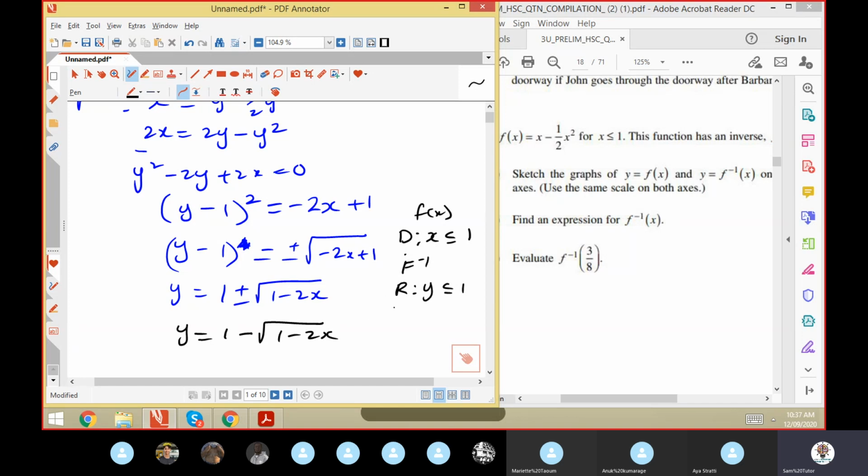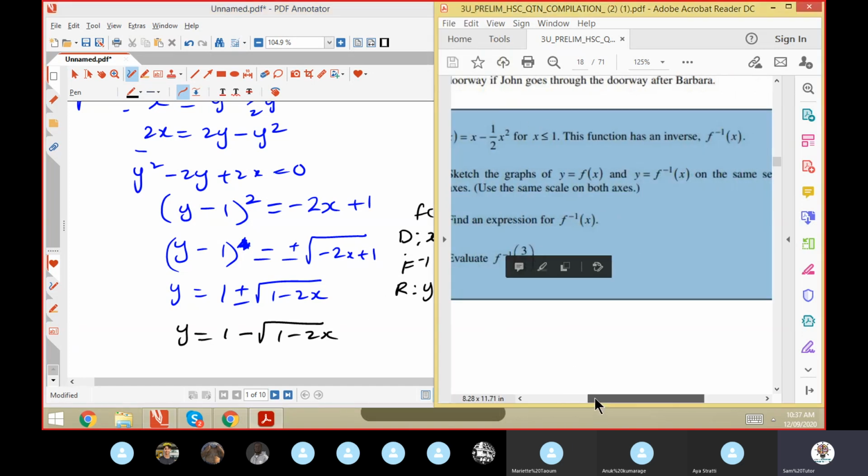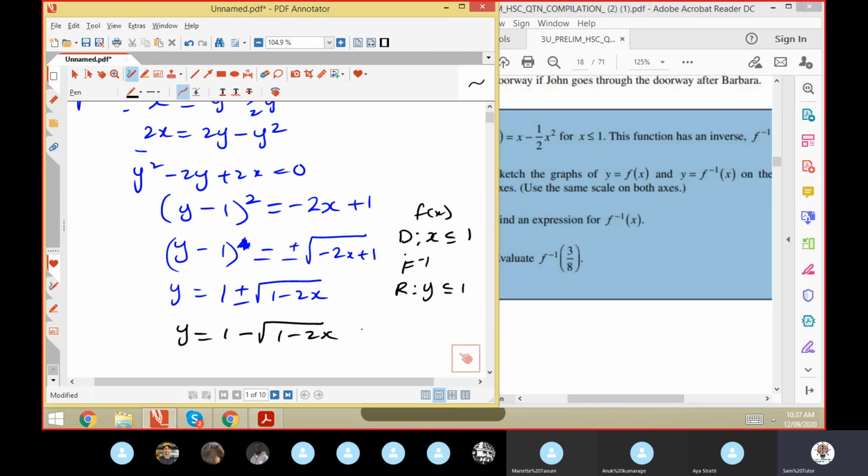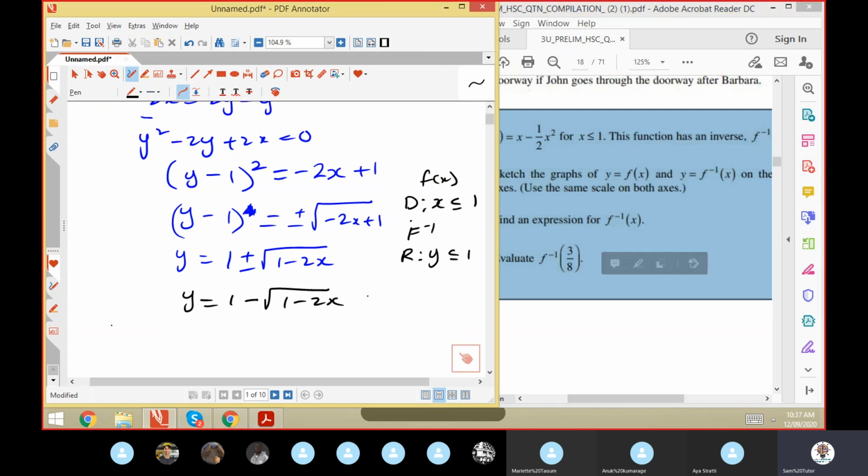And then the last bit, triple I, is pretty easy. It just says evaluate 3 on 8. So you're just going to sub in x is 3 on 8. That's the easiest 1 mark you're going to get. But let's see if our graph was right. So I'll just do triple I. Any questions about completing the square? Any questions?